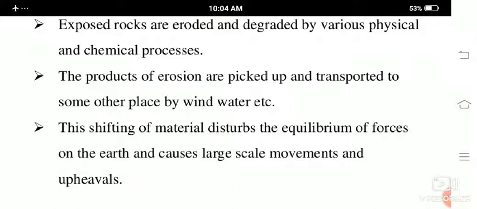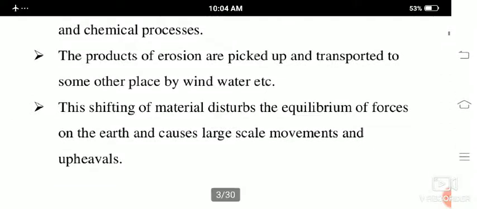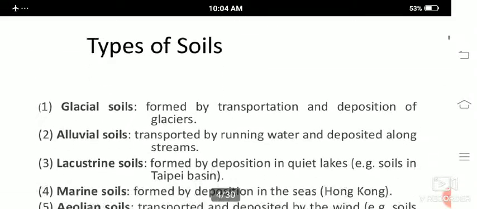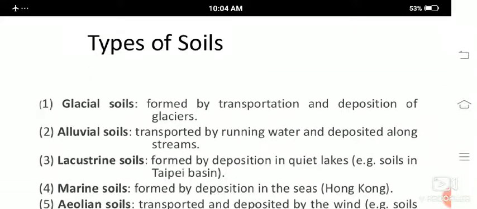And next is the possibility of shifting of materials. This shifting of materials is mostly on a large scale, that means landslides, uphills, and all those things come into force. Whenever heavy forces are applied on a soil particle, it moves. Because of that also, soil is formed and different chemical compositions take place. Now we'll be seeing the types of soil and how these types of soils are formed.